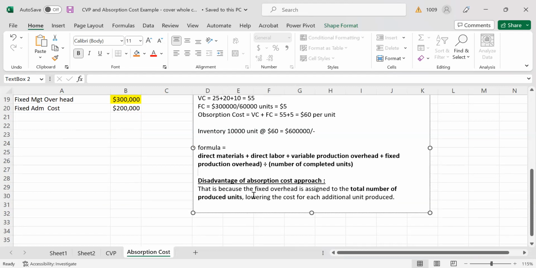So the disadvantage of absorption cost here is that the fixed overhead is assigned over the total number of units produced, right? And this will definitely lower the cost of each additional unit produced. So when you produce more and more units, definitely there will be an effect on the fixed cost per unit.